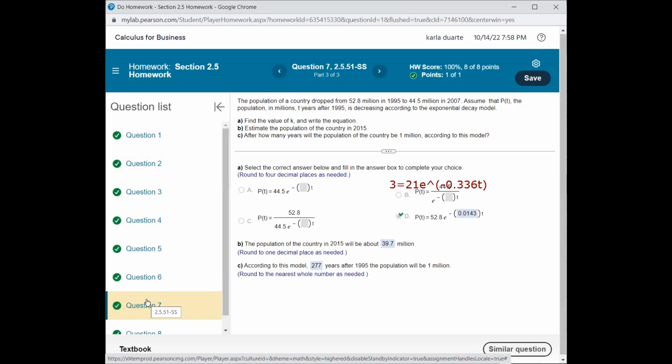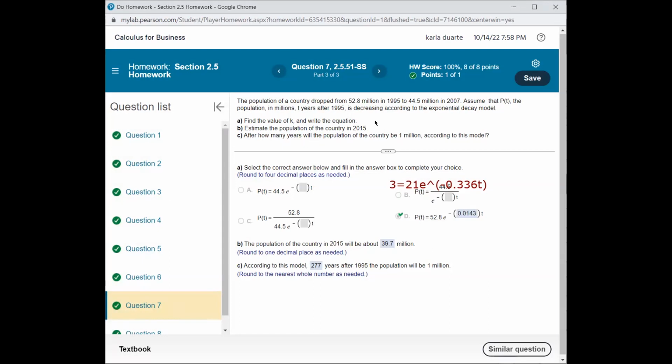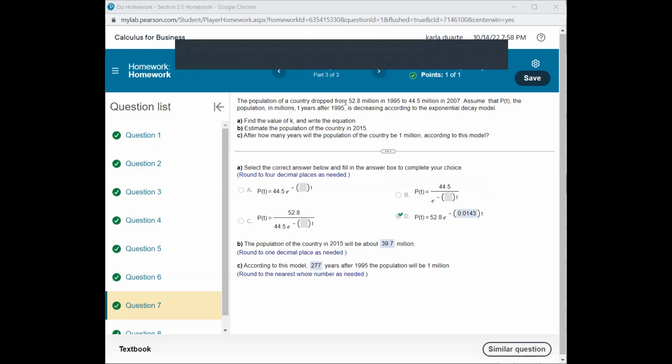is Question 7, I think I have it here in your notes. It's pretty much the same. Yeah. Find the value of K. Here they give me 2 numbers, just like before, okay? But it's a little bit more straightforward. I had to do kind of a similar solving procedure, except the nice part about this one was, if you look at it, it says the population dropped from 52.8 million in 1995 to 44.5 million in 2007. Assume that P of T, the population, T years after 1995.